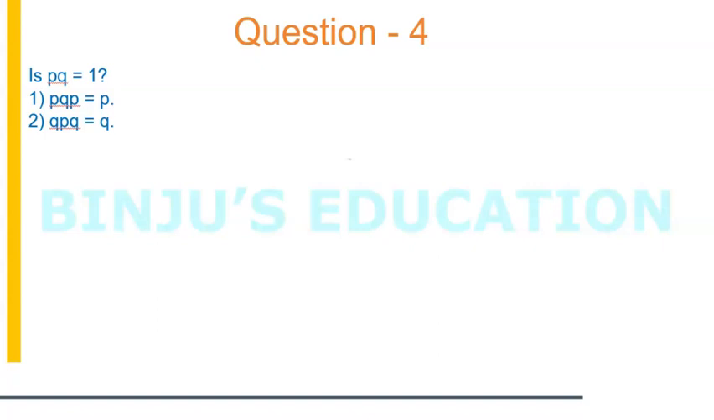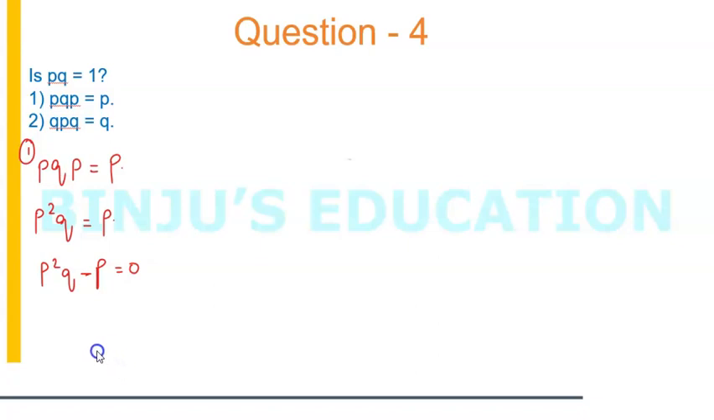Alright, let's try this one. Another interesting question. Is P into Q equal to 1? So I think there is no fact given to us in the question, so we'll simply have to jump to these statements. Okay. First statement is P into Q into P is equal to P, which means I can say that P square Q is equal to P, or I can say that P square Q minus P is equal to 0.